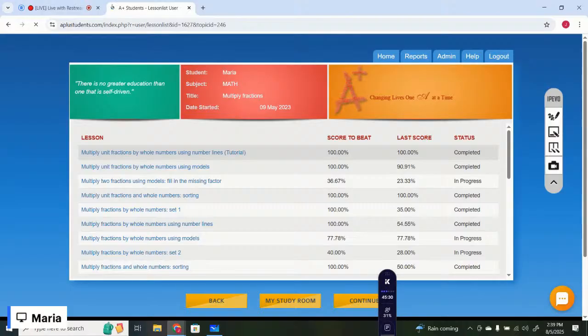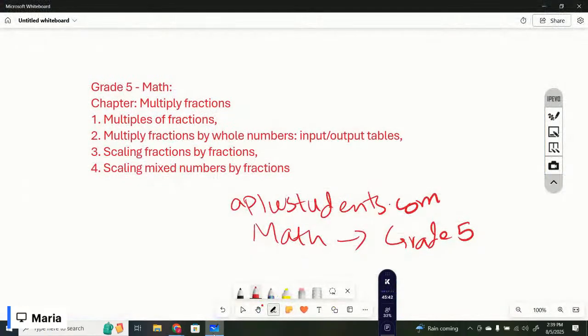We're working on grade 5 math. The chapter we are working on is multiply fractions. The lessons we have covered today are multiply multiples of fractions, multiply fractions by whole numbers, input output tables, scaling fractions by fractions, scaling mixed numbers by fractions. So please make sure before the next session you complete all the practice questions for the lessons we just did. That is your homework until the next session.